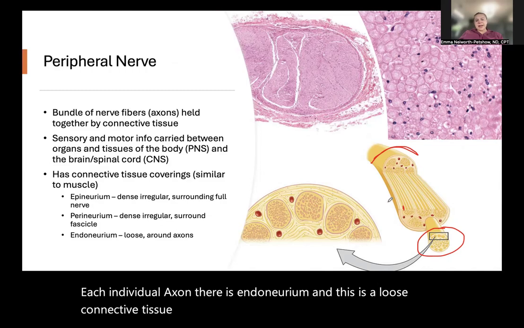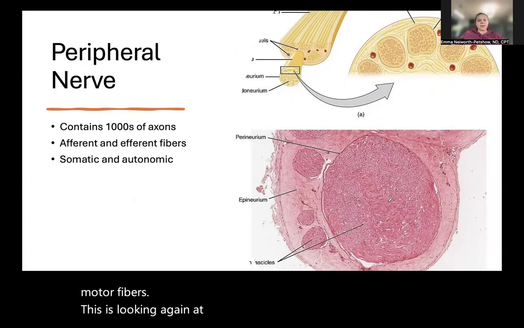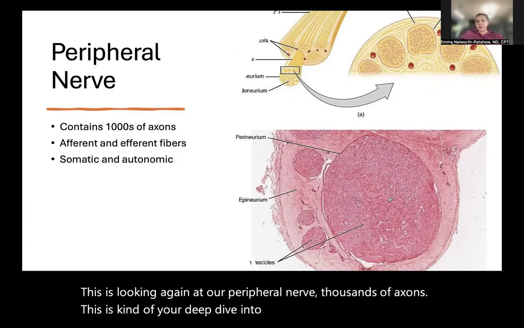Nerves can be afferent or sensory, or efferent motor fibers. This is looking again at our peripheral nerve, thousands of axons. This is your deep dive into the histology of the nervous system.